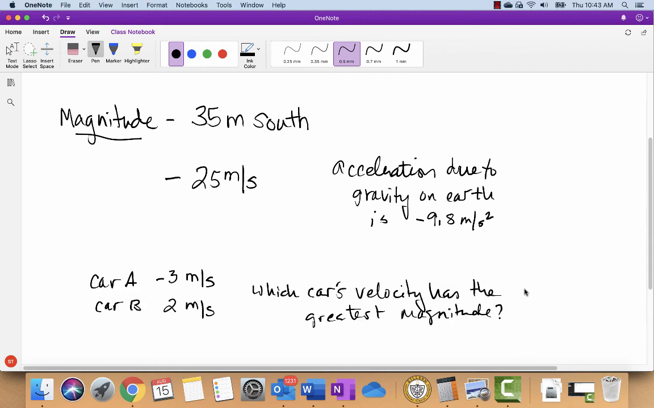So car A is going negative 3 meters per second. Car B is going 2 meters per second. Which car's velocity has the greatest magnitude? Well, the answer would be that car A has the greatest magnitude of velocity because it's going 3 meters per second. It's going faster than car B is. Now, it's going left and car B is going right. And if you look at those two numbers mathematically, 2 is greater than negative 3. But we're not really looking at that mathematically. We're looking at the fact that this one is going 3 and this one's going 2, so this one is faster. So just be careful with that concept of magnitude.